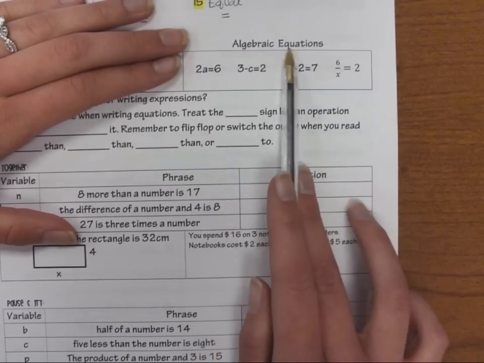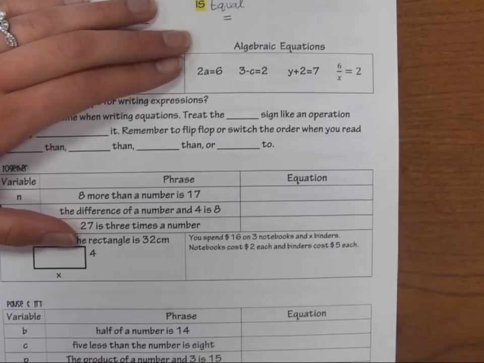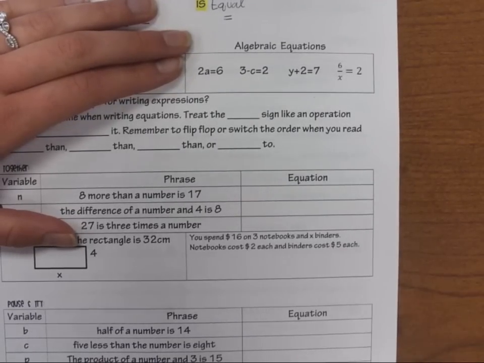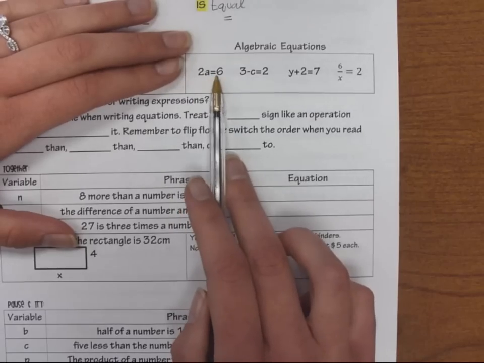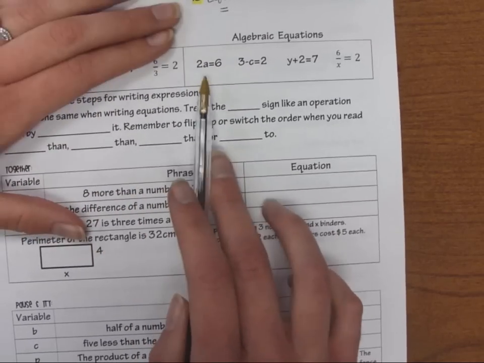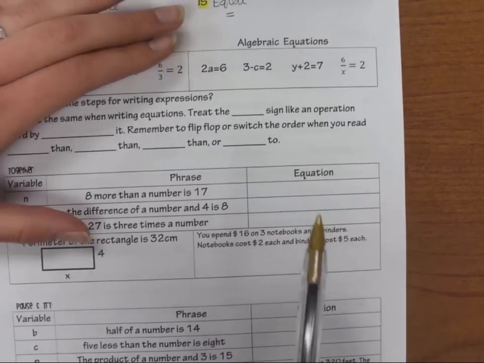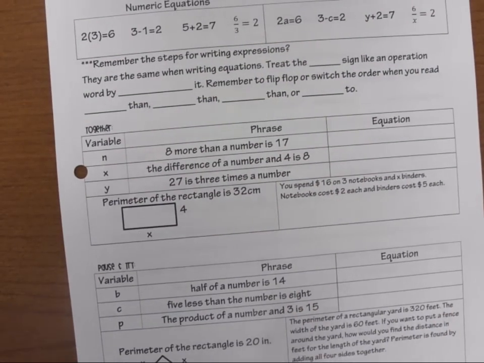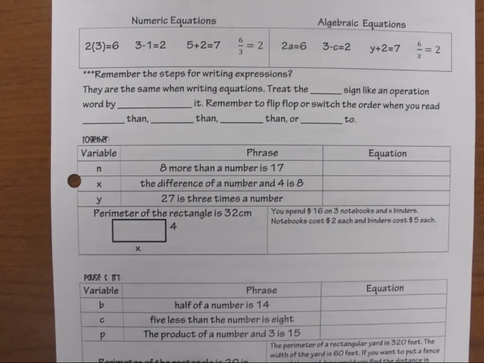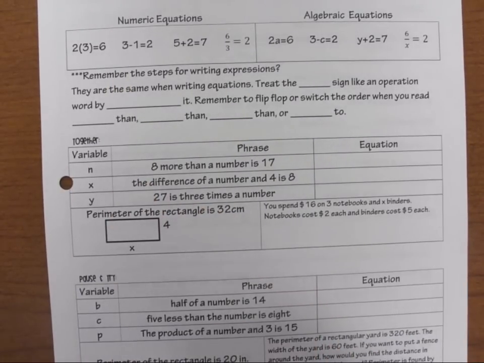These are all algebraic equations, and we could solve these. We're not going to do that in this lesson. We'll save that for a later day. But that's kind of what we're working towards. One day we will be able to solve these, and if we didn't know this over here, we could solve this and we could figure out what A would make this true. Okay, so today all we're doing is writing these equations. We're just setting them up. So before we do that, let's review and remember the steps for writing expressions.